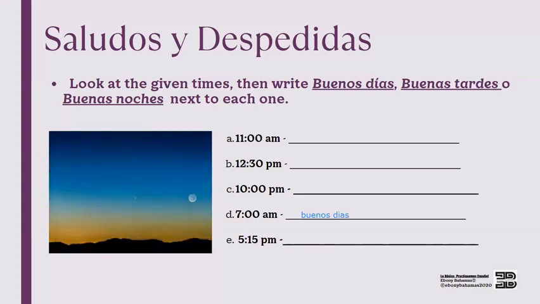Okay, Jaden, I see your answer. Buenos dias for 7 a.m. That is correct. 11 a.m. Buenos dias. 12:30 p.m., 10 p.m., and 5:15 p.m. What would you write? Okay, I'm waiting for the 10 and the 12:30.